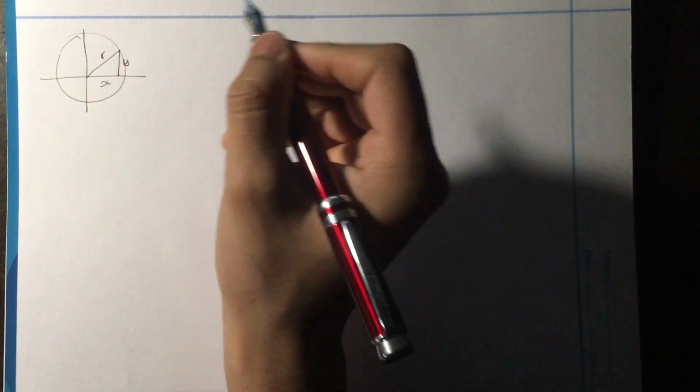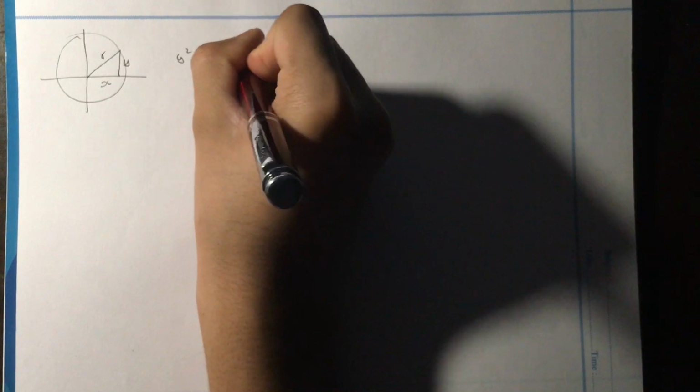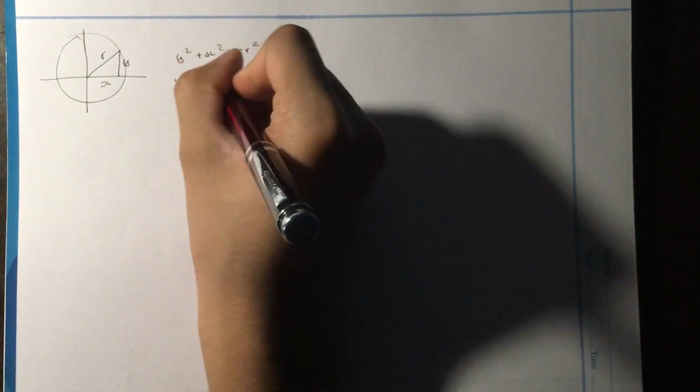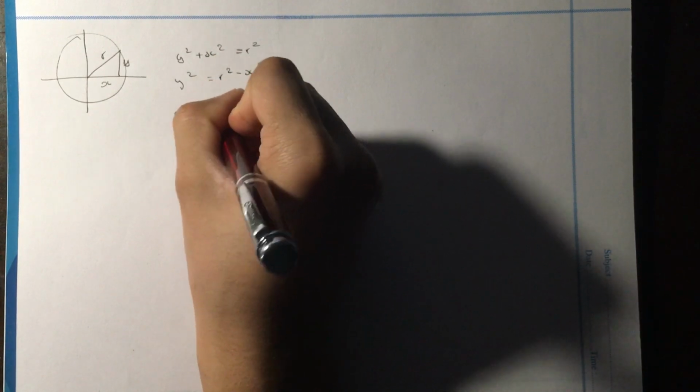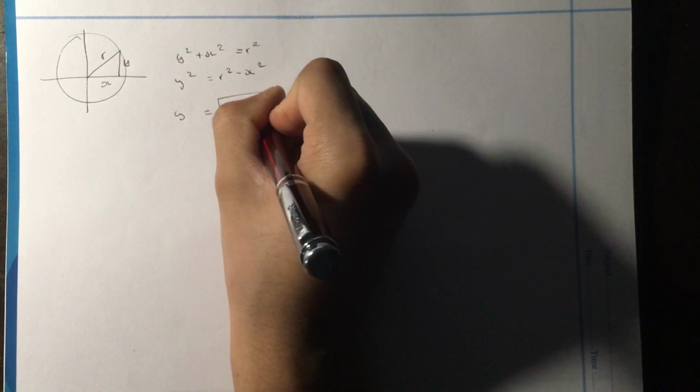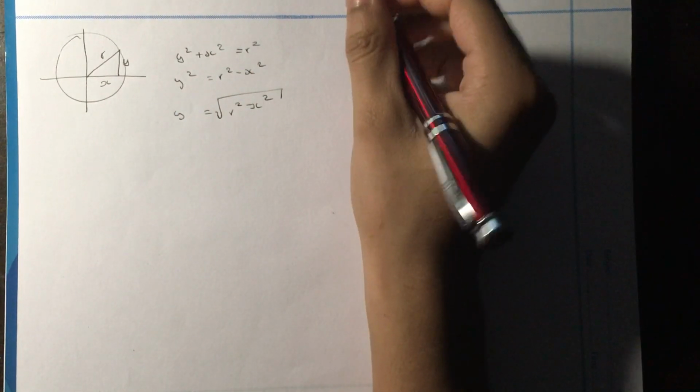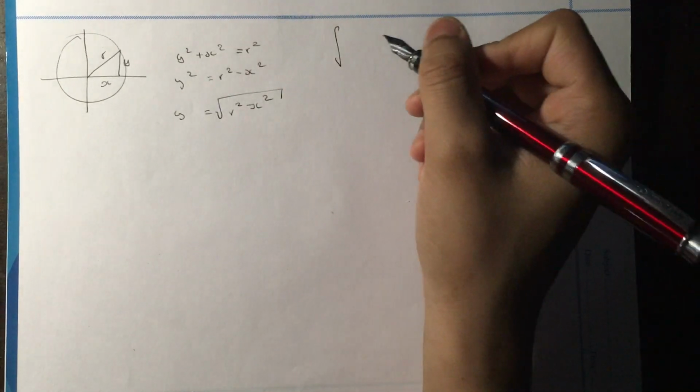And what we know about the circle is that since this is y, x, and r, we can say that y squared plus x squared should be equal to r squared, meaning y squared should be equal to r squared subtract x squared, meaning y is the square root of all that. Okay, we already have the hard part out of the way, and now all that's left is just integrating this.